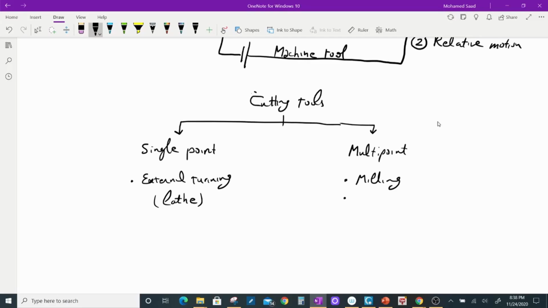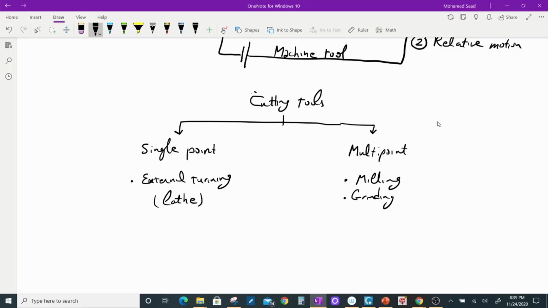And another example is the grinding. That's very obvious. That's the grinding, which uses abrasives. Each of them by itself is like a cutting point, so that is considered a multi-point cutting tool.